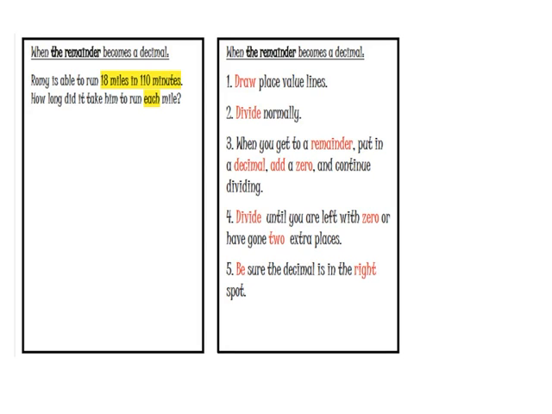So we're going to draw place value lines if you want to. Okay, you don't have to do this part. You divide normally. When you get to a remainder, you put in a decimal, add a 0, and continue dividing. Then you're going to divide until you're left with a 0 or have gone 2 extra places. Be sure your decimal's in the right place. So we got 110 miles divided by 18.